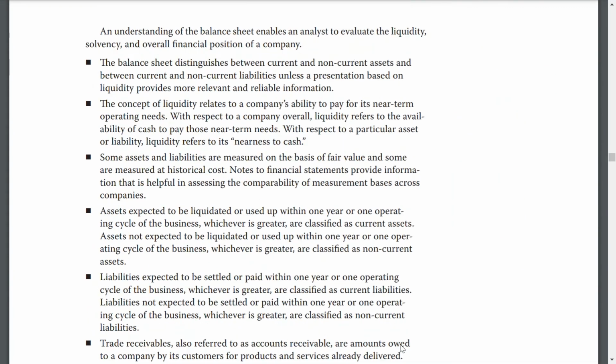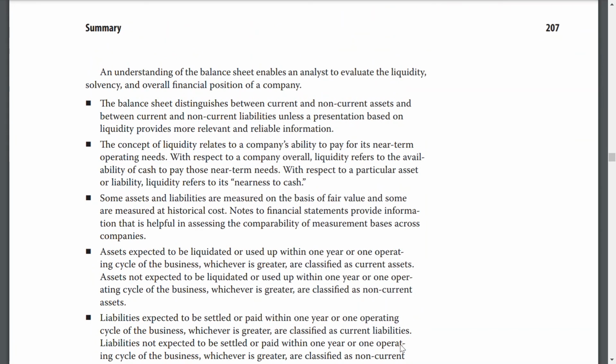An understanding of the balance sheet enables an analyst to evaluate the liquidity, solvency, and overall financial position of a company. The balance sheet distinguishes between current and non-current assets and between current and non-current liabilities, unless a presentation based on liquidity provides more relevant and reliable information.